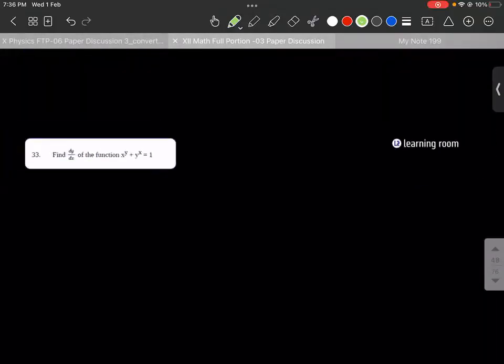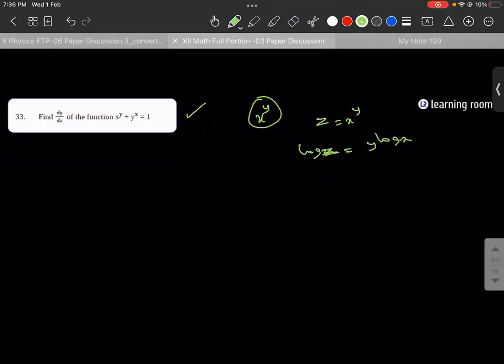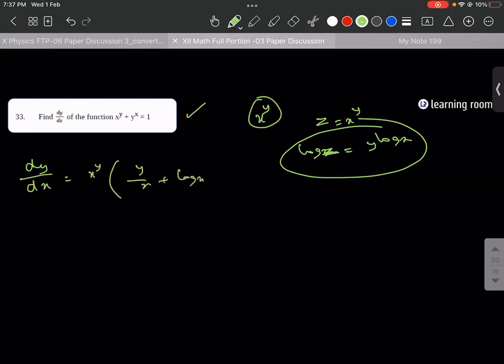30 seconds. So this one, what is the answer? Integral of... sorry, not integral. You will get x power y, no? So what is the derivative of x power y? How will you solve it? If suppose I take z is equal to x power y, log z is equal to y log x. Am I right? Yes, sir. Log z is equal to y log x. So what will be the answer for this after you differentiate it? So dy by dx will come out as x power y into y by x plus log x into dy by dx.